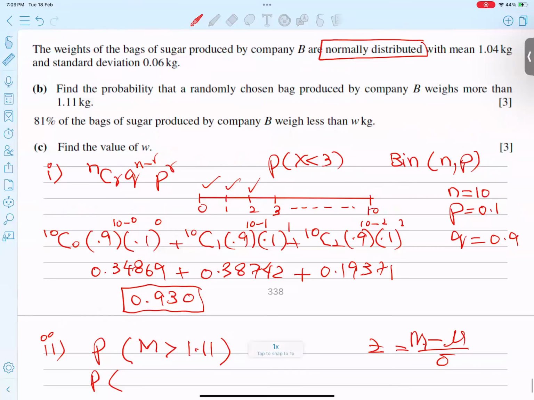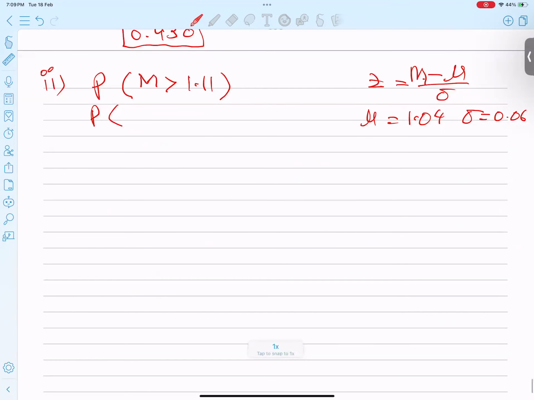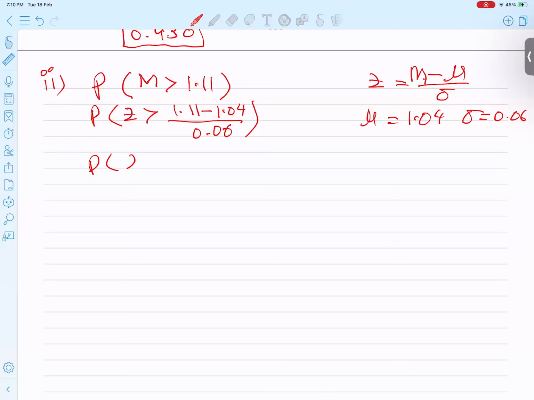Mean is 1.04 and deviation is 0.06. So let's complete it. I'm writing Z immediately because this value is going to be here. So it means 1.11 minus mean, divided by deviation. If I check it in the calculator, it gives us a Z value of more than 1.167.